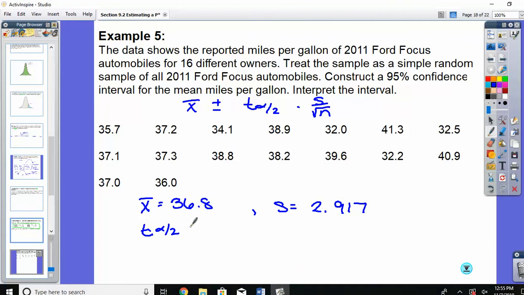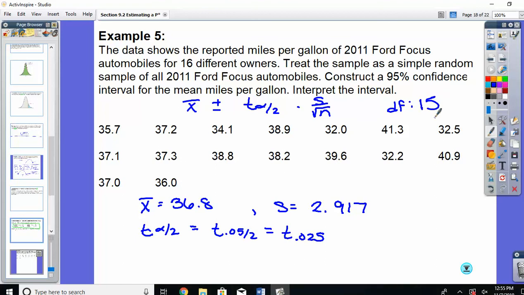Okay. Now I need my t alpha over 2. So we have to think. If I want 95%, that means the tail is 5%, right? So that's like 0.05 over 2 or t 0.025. Now I need my degrees of freedom. Degrees of freedom is always 1 less than the number in your sample. So how many were in my sample? So my degrees of freedom would be 15.